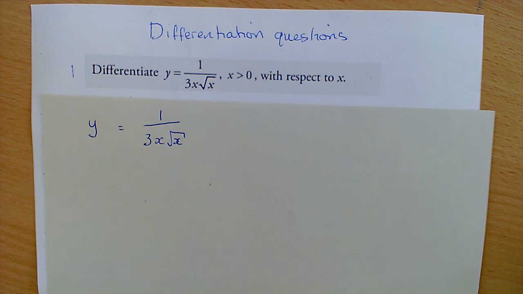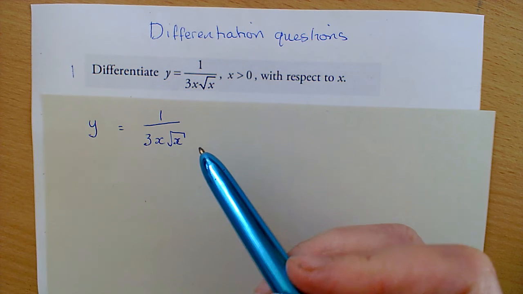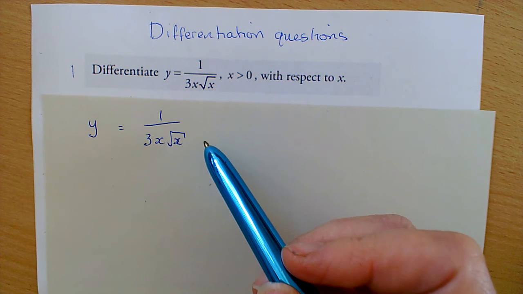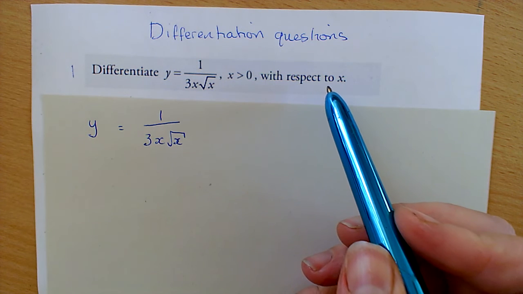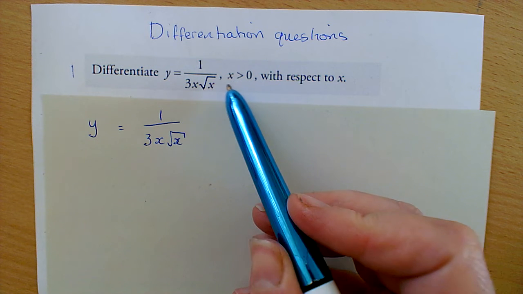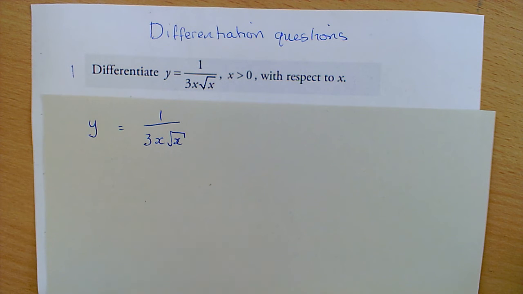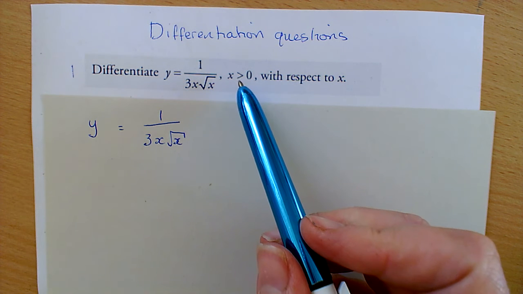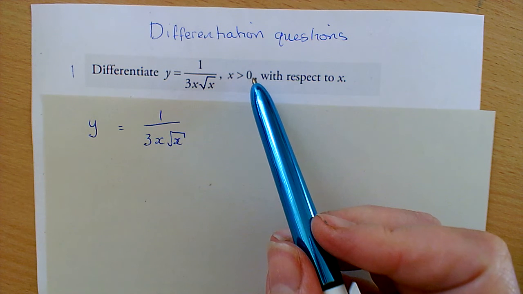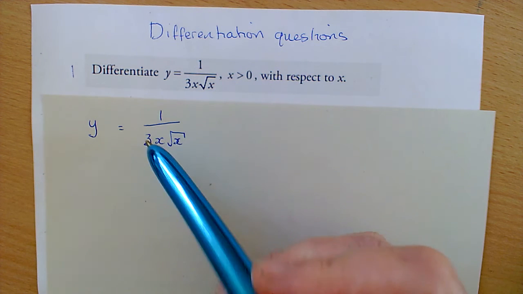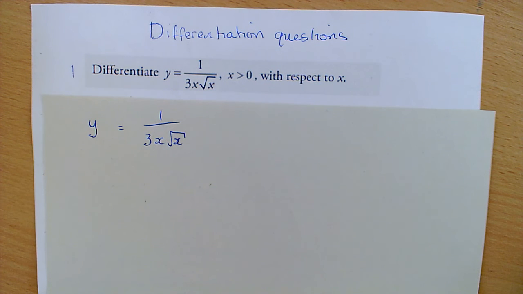Okay, so we're going to go through some differentiation questions here, and these are basic differentiation. So here's an equation, and we have to differentiate it with respect to x. Now this x is greater than 0. That's not telling you anything that you need to do anything about. It's just saying that if x was equal to 0, you'd be dividing by 0. You're not allowed to do that.